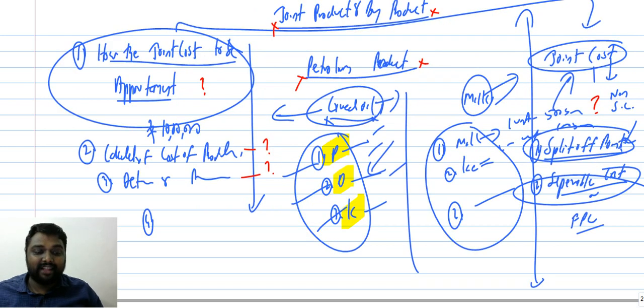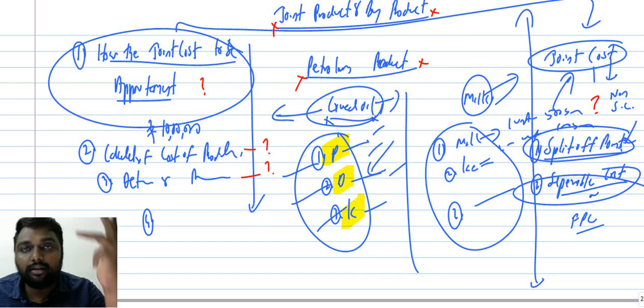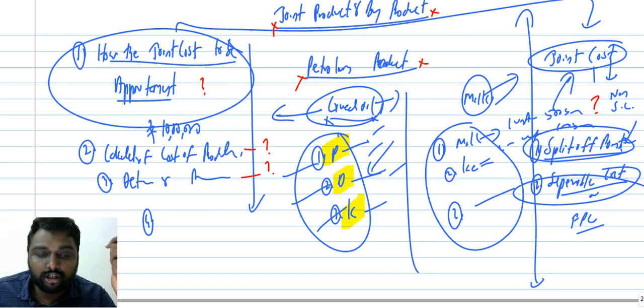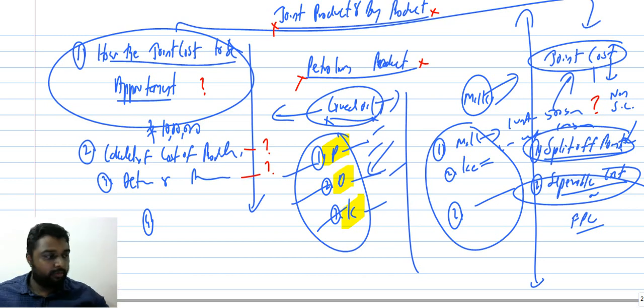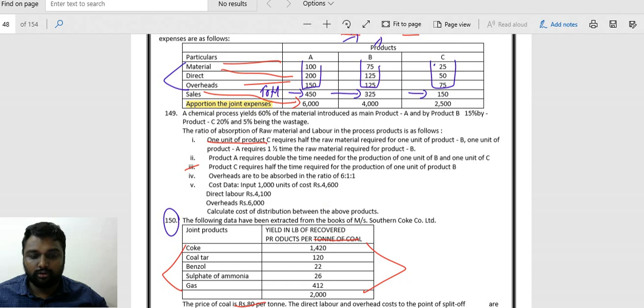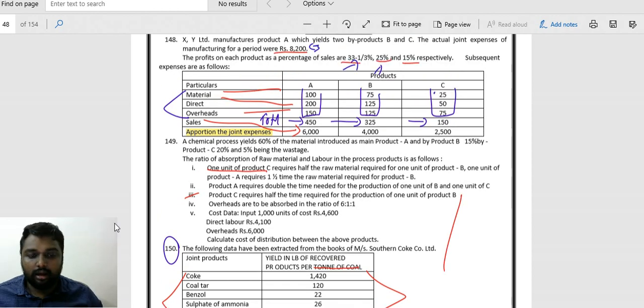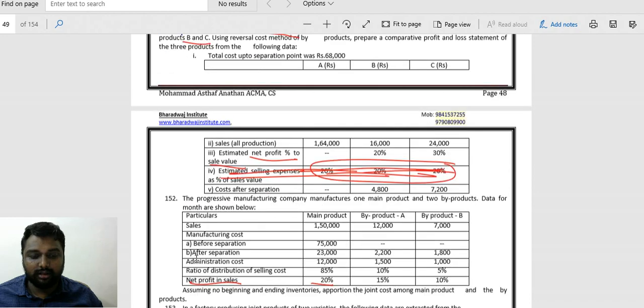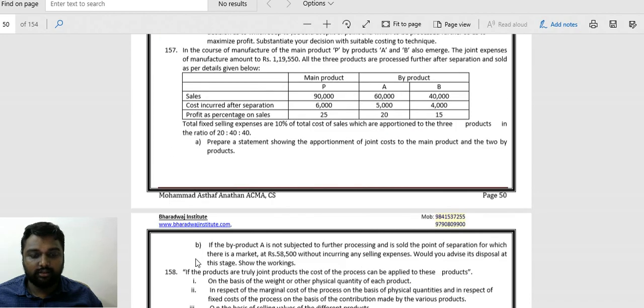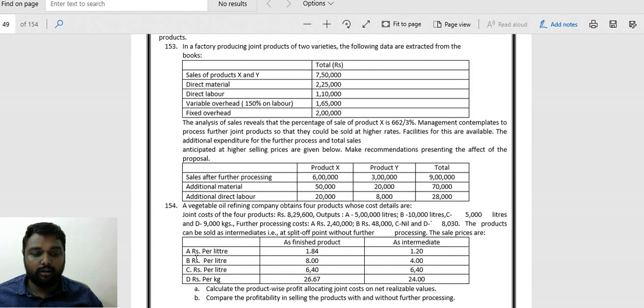So next session, this is part one. Next session we will discuss the other methods because it will take time. We have enough time. We will go for the NRV method, contribution margin method, and marginal costing method. Moreover, the main thing: is it profitable to further process or not? We have to do some more additional questions. All these questions, around six, seven or eight balance questions, we will do in the coming classes.